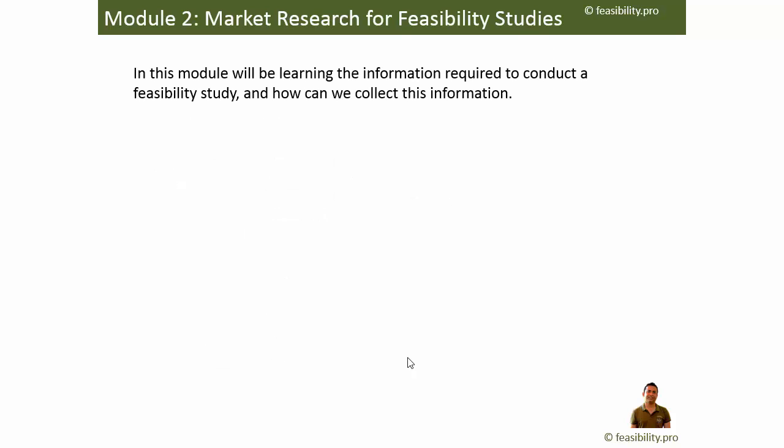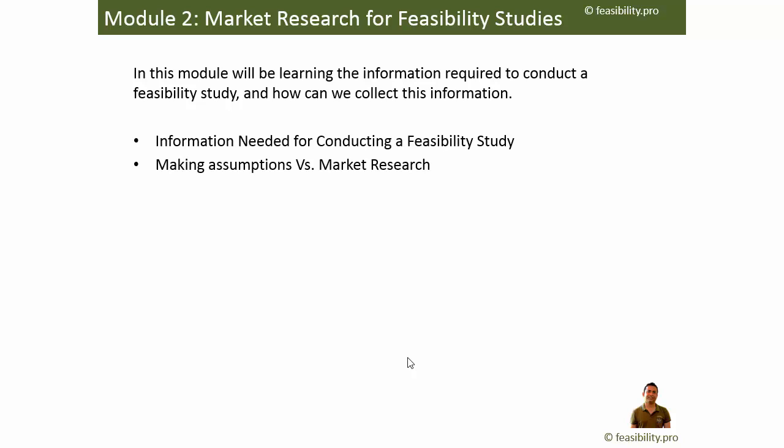Module 2 is the market research module. In this module, we will be learning the information required to conduct a feasibility study and how we can collect this information. We will learn what information is needed for conducting a particular feasibility study. We will also discuss making assumptions versus market research, collecting actual data rather than making assumptions. What is the impact of this? We will also learn the sources of market research like primary and secondary research and what the meaning of these is. We will learn about collecting data and analysis.